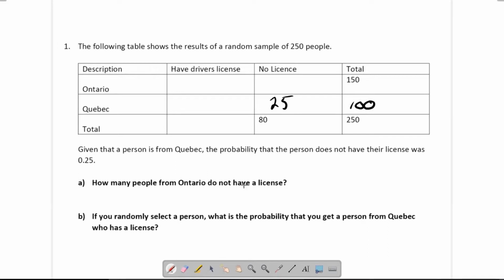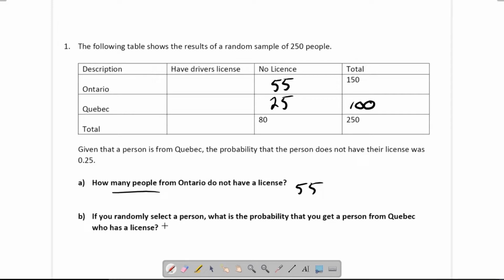How many people from Ontario do not have a license? So we can then go through a process of subtraction. We can figure out that there are 55 people. So we just asked for how many people. They didn't ask you for a probability, so it was just a matter of digging up, going that far and figuring out the number.